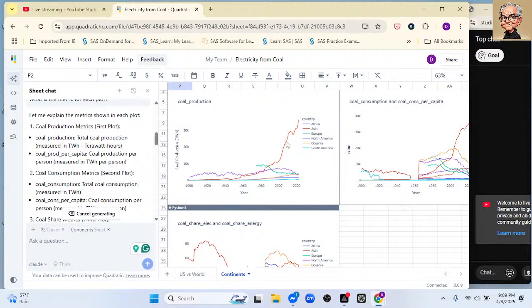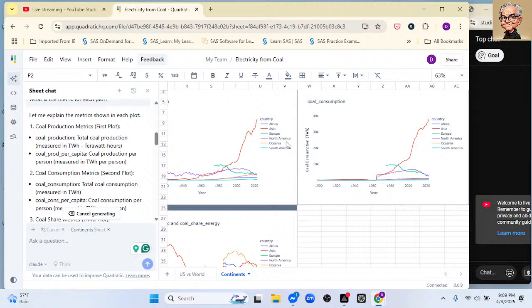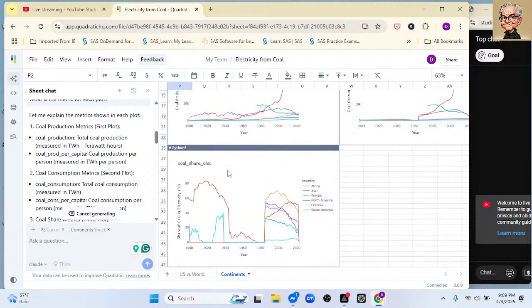Okay. Coal consumption. Okay, there seems to be a pattern here. South America doesn't use a lot of coal apparently. Coal share electricity. Asia.